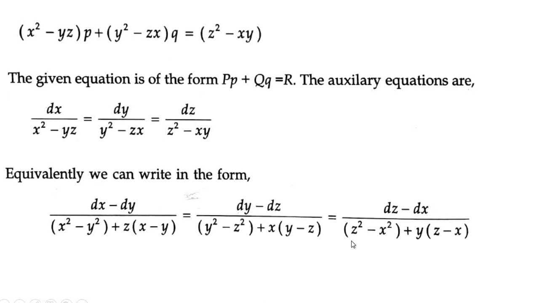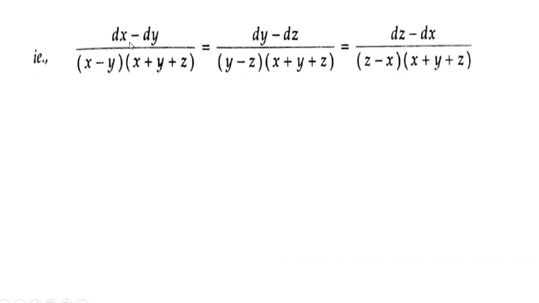Similarly, in the last one, z square minus x square is also equal to z minus x into z plus x. So if you take z minus x common from the first and the second term, what will remain inside the bracket is z plus x plus y. So this is what you get. Dx minus dy divided by x minus y into x plus y plus z equal to dy minus dz divided by y minus z into x plus y plus z equal to dz minus dx divided by z minus x into x plus y plus z.